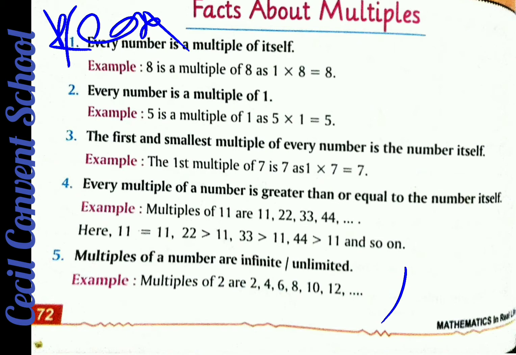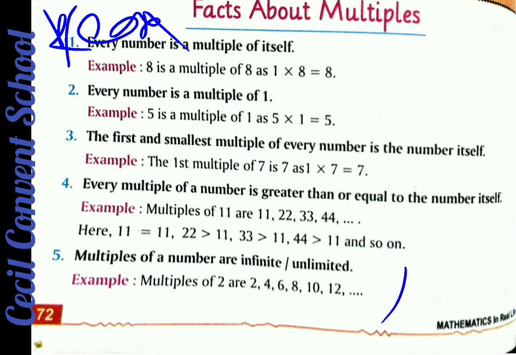Every number is a multiple of 1, means if you are multiplying any number by 1, you get the same number only. The first and smallest multiple of every number is the number itself. Means if I am talking about 7, so 7 is the first and smallest multiple of that number. Then comes the fourth point. Every multiple of a number is greater than or equal to the number itself. See 11. If I am talking about multiples of 11, so the first multiple is 11, means equal to that number or greater than 11. Multiples are 22, 33, and so on.